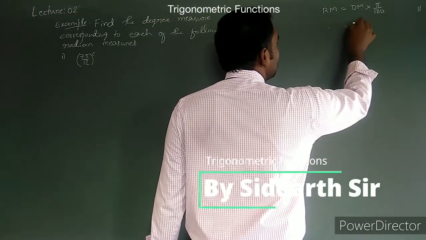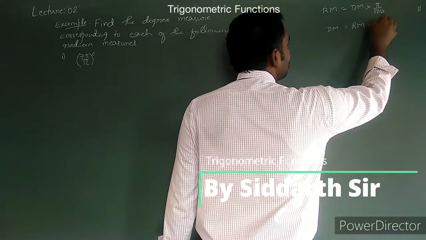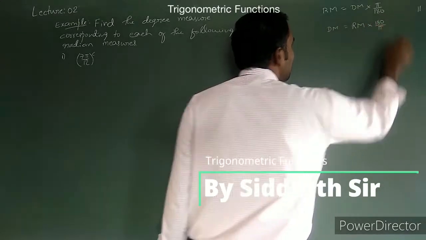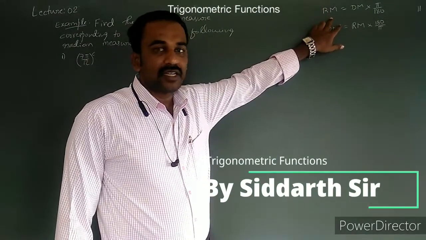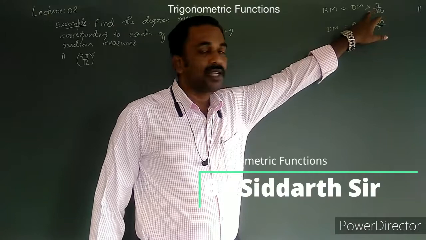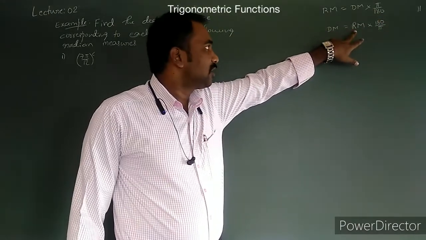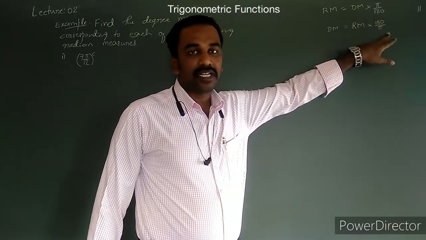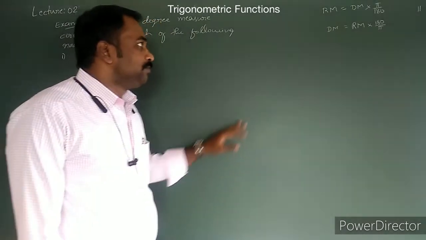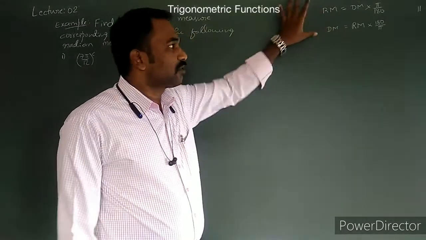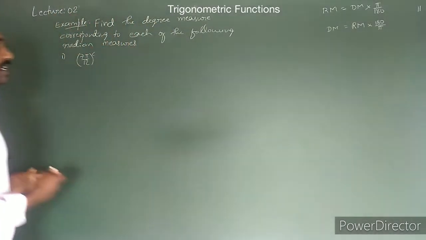Similarly, if a radian measure is given, we need to get the degree measure. So what do we have to multiply? 180 divided by pi. These are the two very important formulas. To get the radian measure, whenever a degree measure is given, multiply by pi by 180. Whenever a radian measure is given, multiply by 180 by pi, and we will get the required degree measure. Now these two formulas are very important. Based on these formulas, you may get a 1 mark question in the examination.